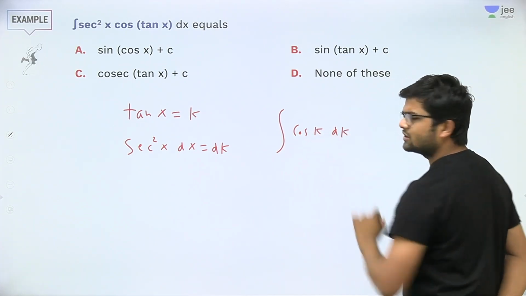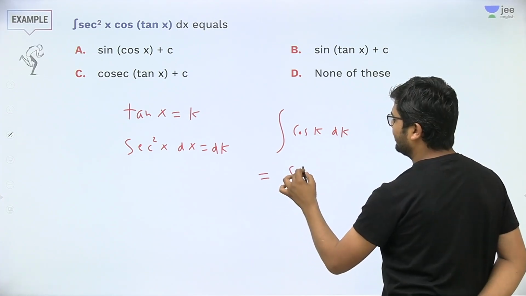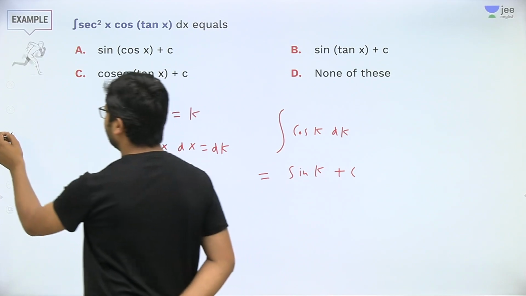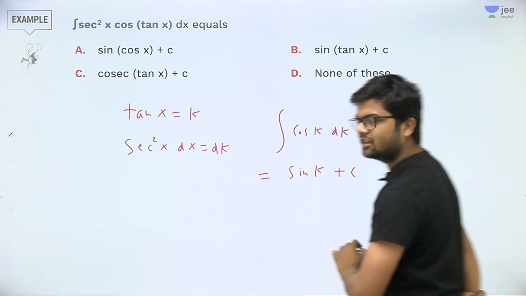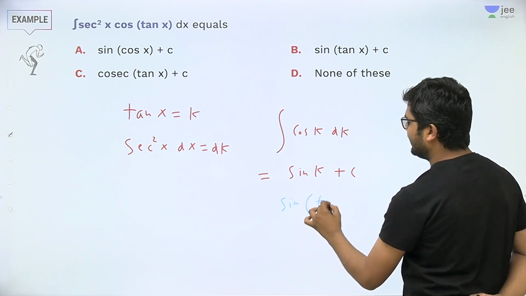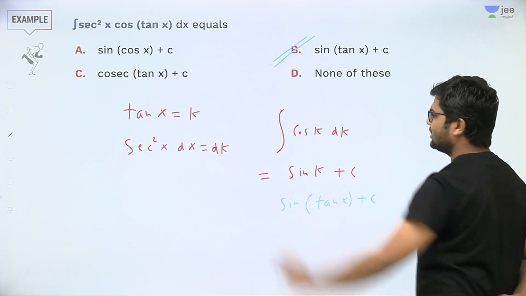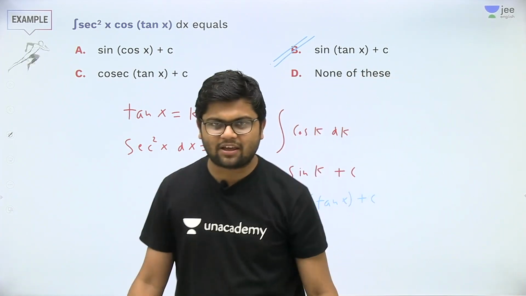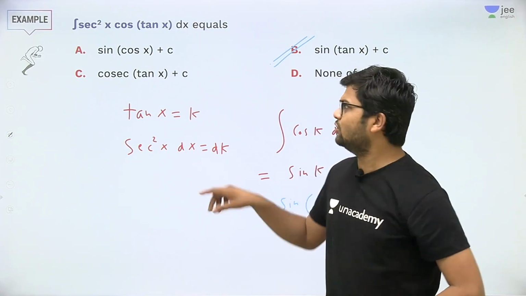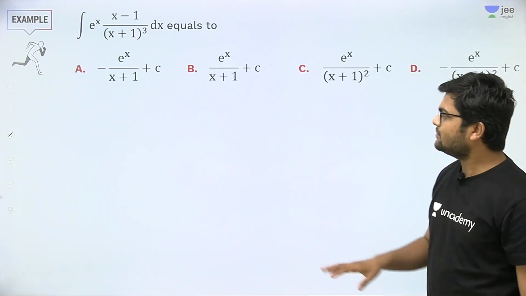Now integral of cos k is sin k. Now put the value of k. So the integral will become sin(tan x) plus the constant of integration c. So the answer will come out to be B for Bombay. Very easy question, basic understanding that you have to use the substitution method. Got my point? So next question.